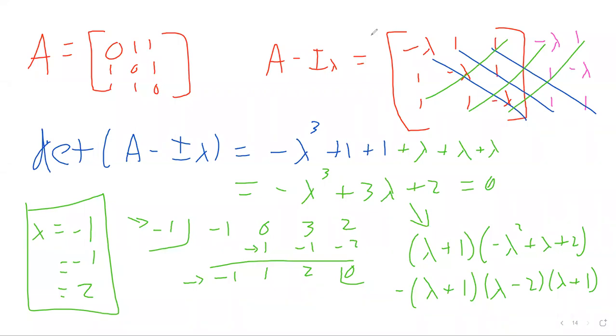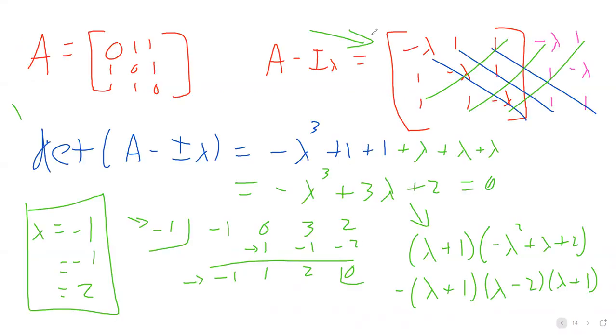Next, we want to find our eigenvectors. So now we're going to go back up to this A minus I lambda and actually plug in these lambda values. So let's get a new screen. Let's use -1, and something went screwy on the computer.